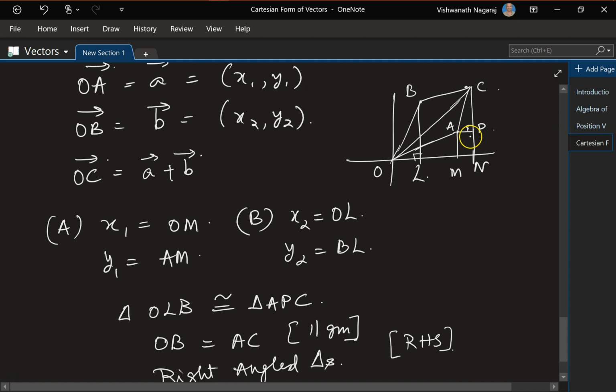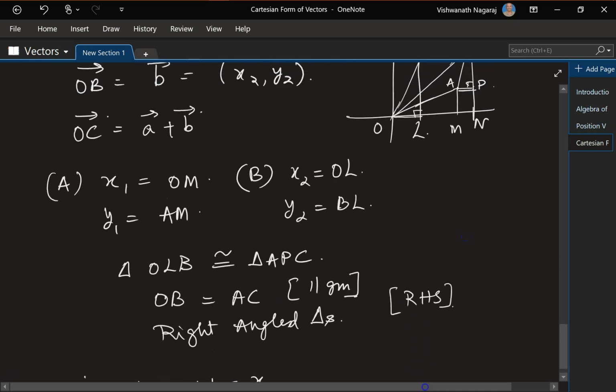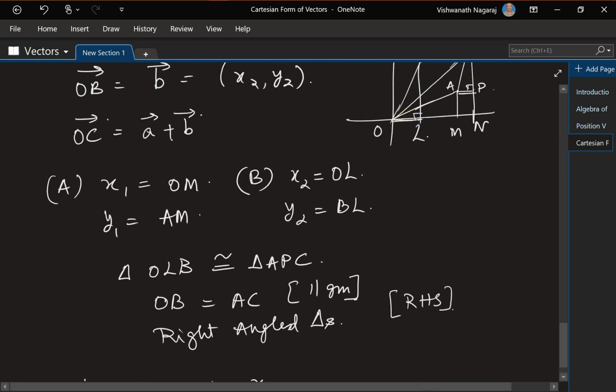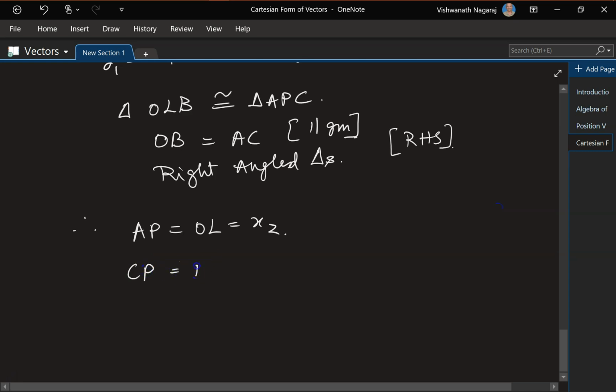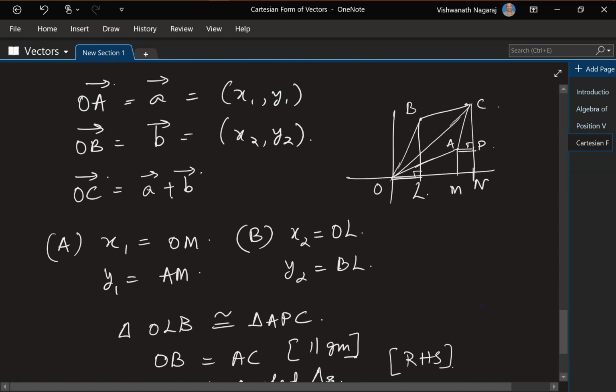AP would be equal to OL because they are congruent, right? So this side would be equal to this side. So in both the cases it is X2. How did X2 come? Because if we take OL, it starts from 0, 0. So this is X2, so we can say this is also X2. CP is equal to BL, which is equal to Y2. Now, by looking at the diagram, you may not feel that BL equals CP, right?